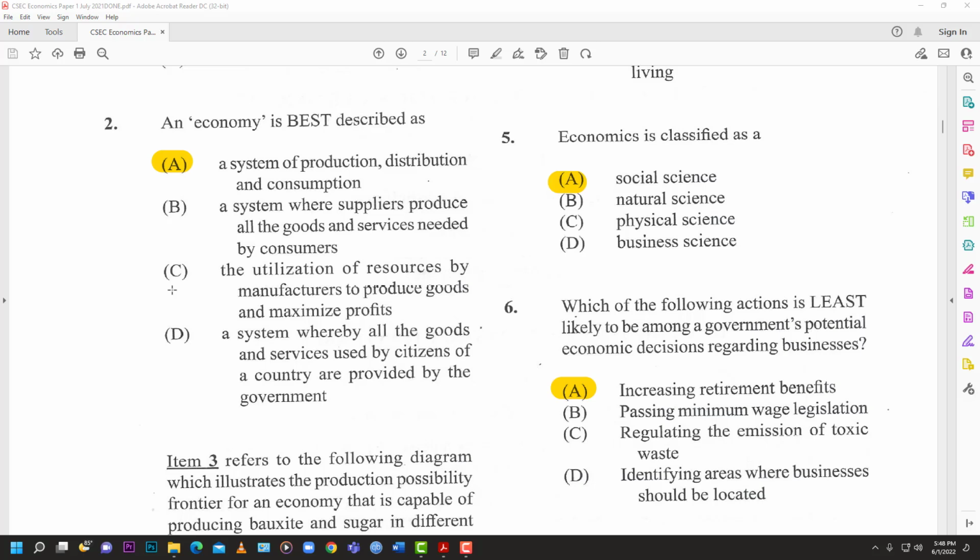Number 2, an economy is best described as a system of production, distribution, and consumption. That's the best definition of an economy. How they go about doing this would determine the type of economic system, whether it is controlled, mixed, free market, whatever. But the whole idea is that it's a system of production, distribution, and consumption.